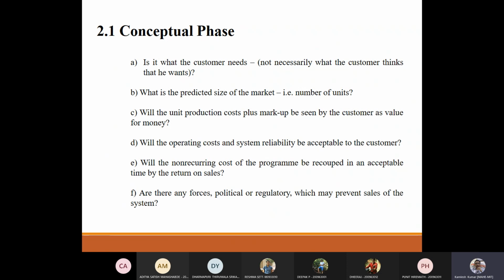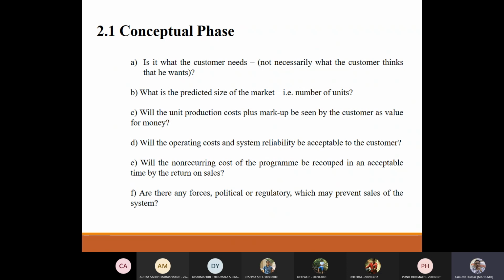Second point they raised under this concept phase: what is the predicted size of the market? Means number of units. If multiple manufacturing companies are there and you're looking at the same area, your one platform, something like that, what is the market share you're looking for? You have to analyze whether you're looking at the national level, or at least a state level, or the international level itself. If national level, then what is the percentage of the market you can capture?